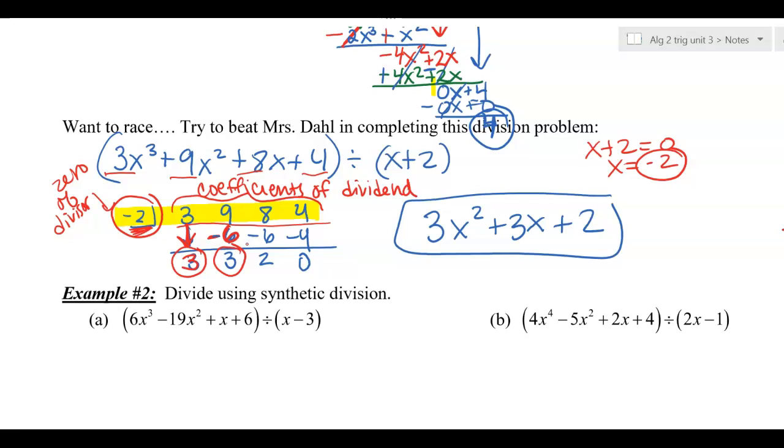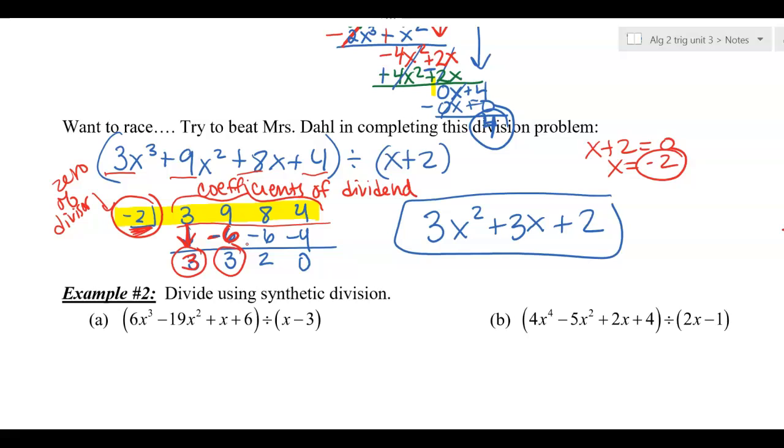Okay? So every time we get a number down here, this number multiplies with what you're dividing by, just like you would in long division. You use that to fill in the next spot, but rather than subtracting them, you add them because you've already used the opposite. Then when I got 3 down here, guess what I did with the 3? Multiplied it by the -2. 3 times -2 made -6.